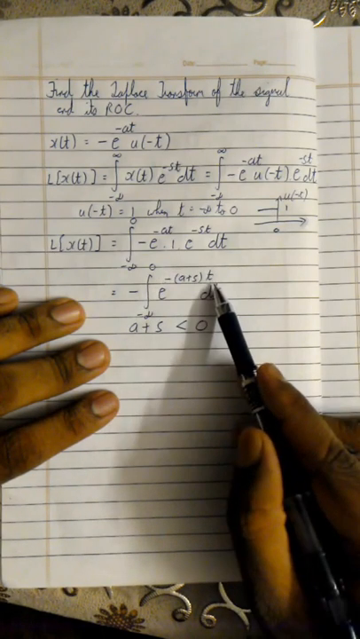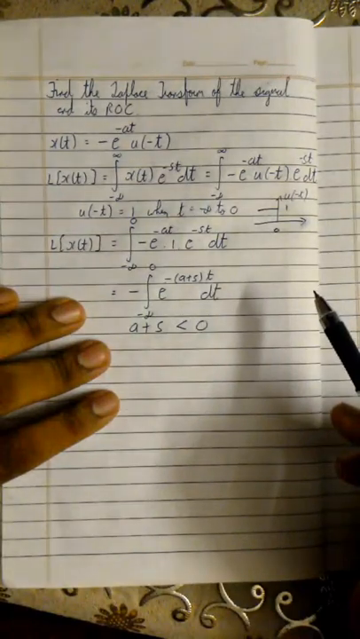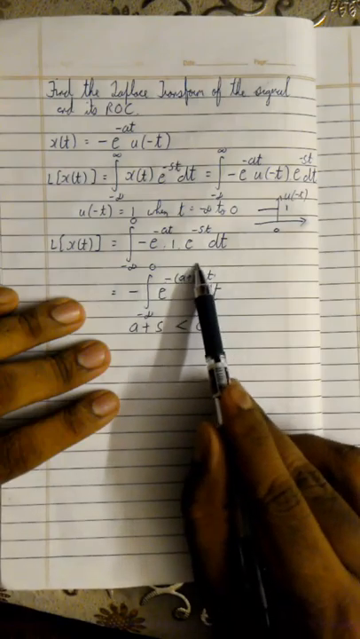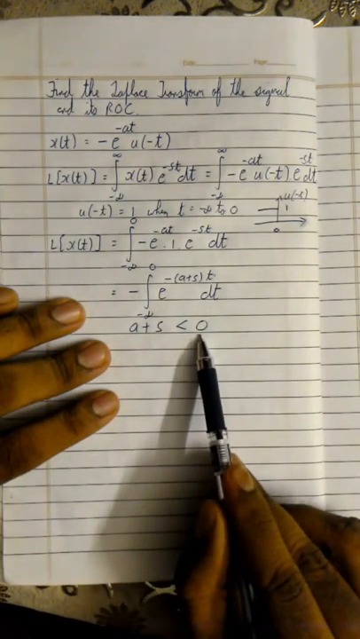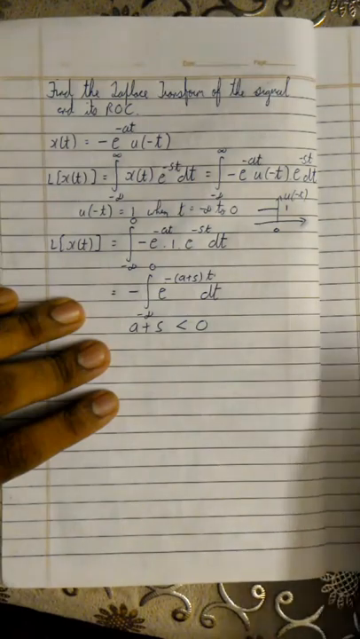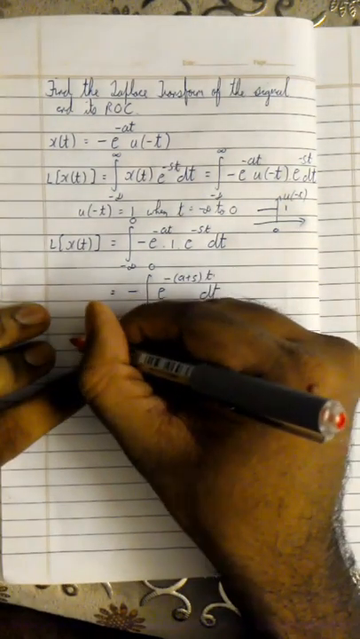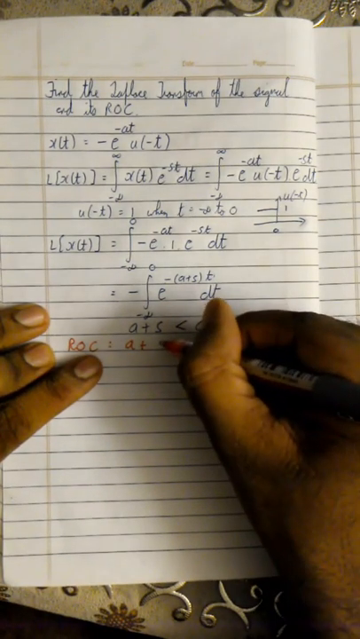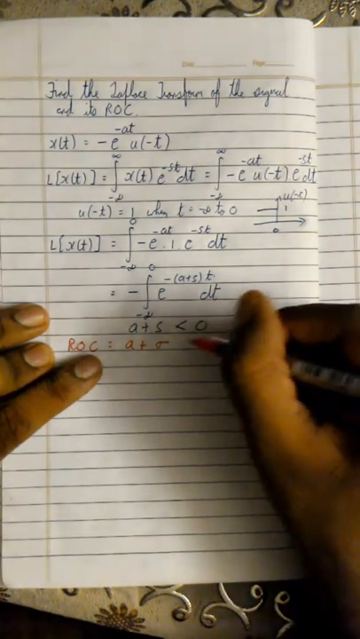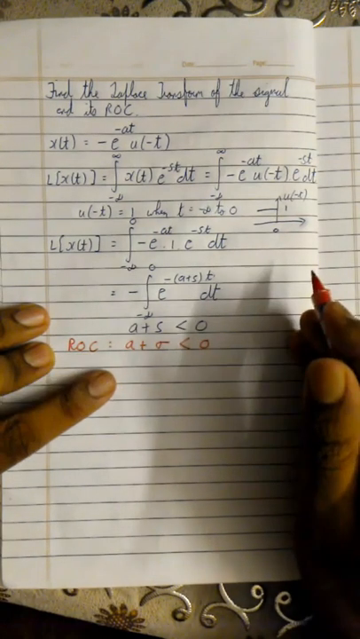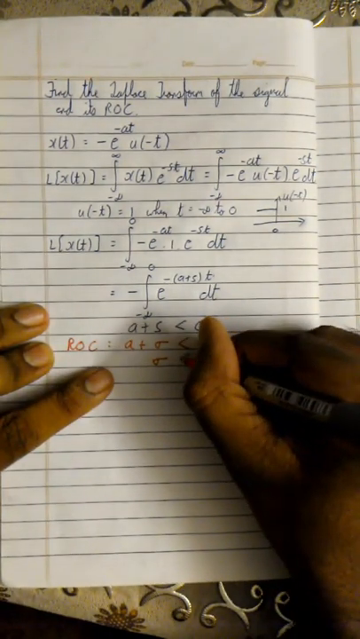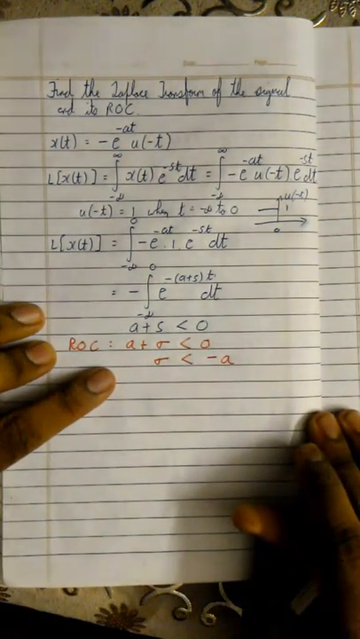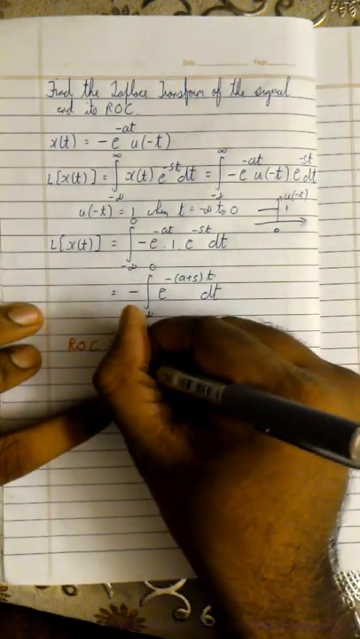So this minus sign with this negative t, you will get a positive value, right? So if you need the power of the exponential function to be negative, then a plus s must also be a negative value. So from here I can find my ROC. That is, a plus sigma, or real part of s, must be less than 0. Or in other words, sigma must be less than minus a. This is my region of convergence.